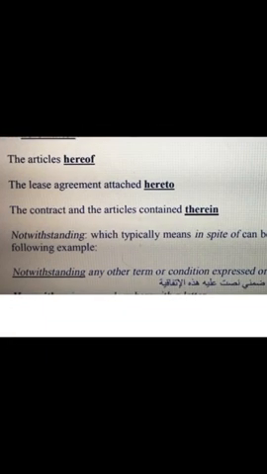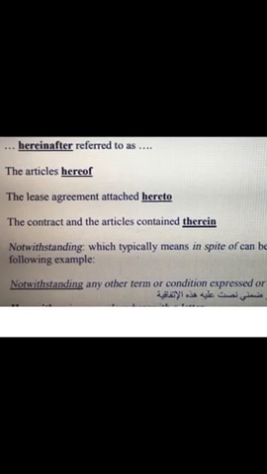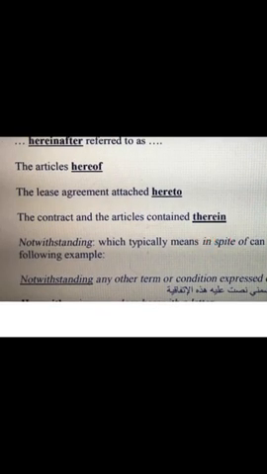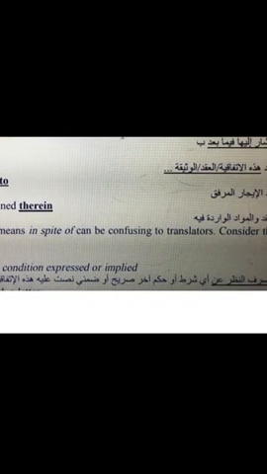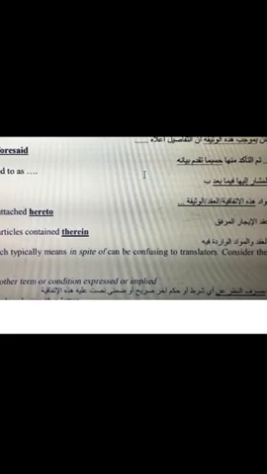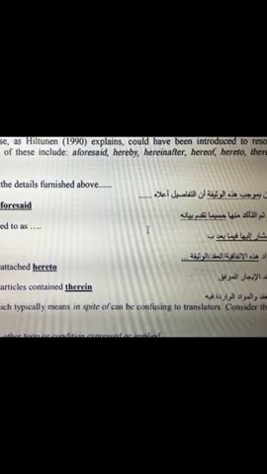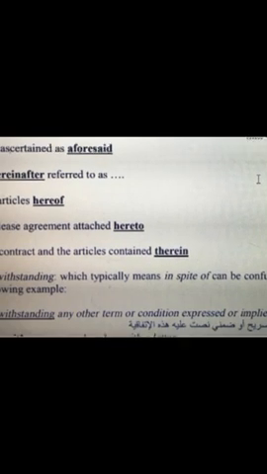So for instance here we have: notwithstanding any other term or condition expressed or implied. Notwithstanding, which typically means in spite of, can be confusing to translators. So here it can be translated into بصرف النظر عن أي شرط. Any other term or condition expressed or implied is translated into بصرف النظر عن أي شرط أو حكم آخر صريح أو ضمني نصت عليه هذه الاتفاقية. Also we have therein.